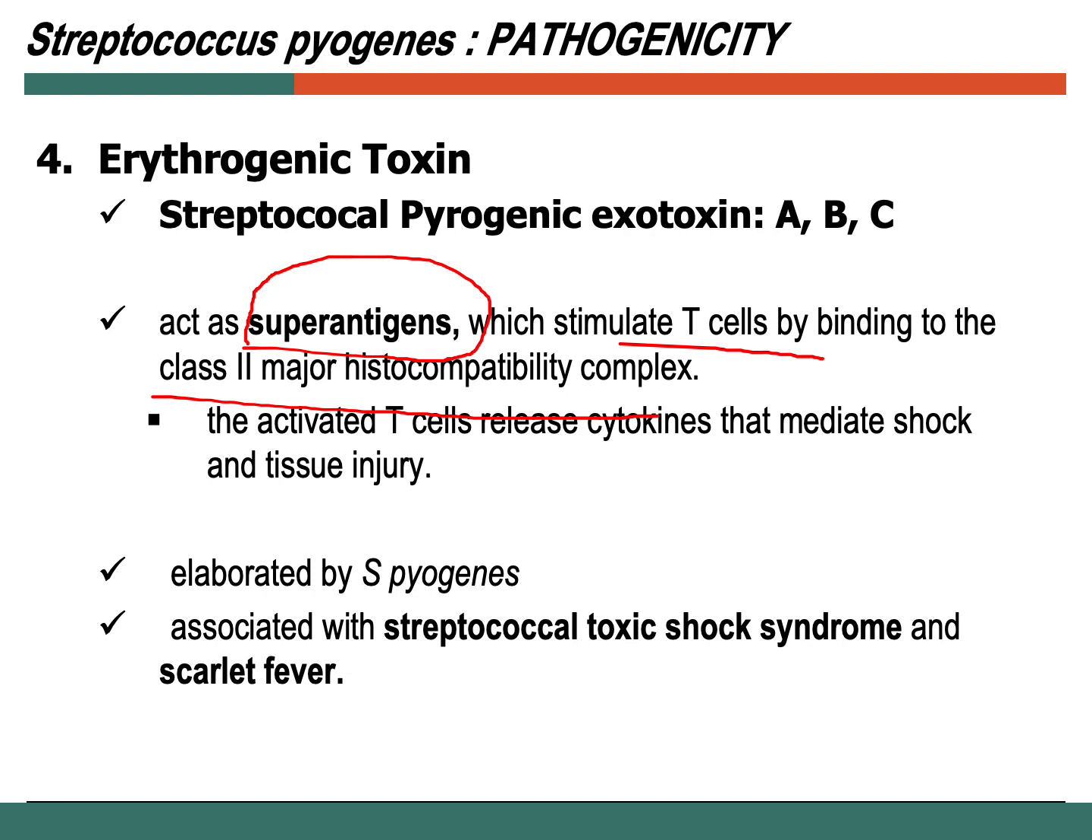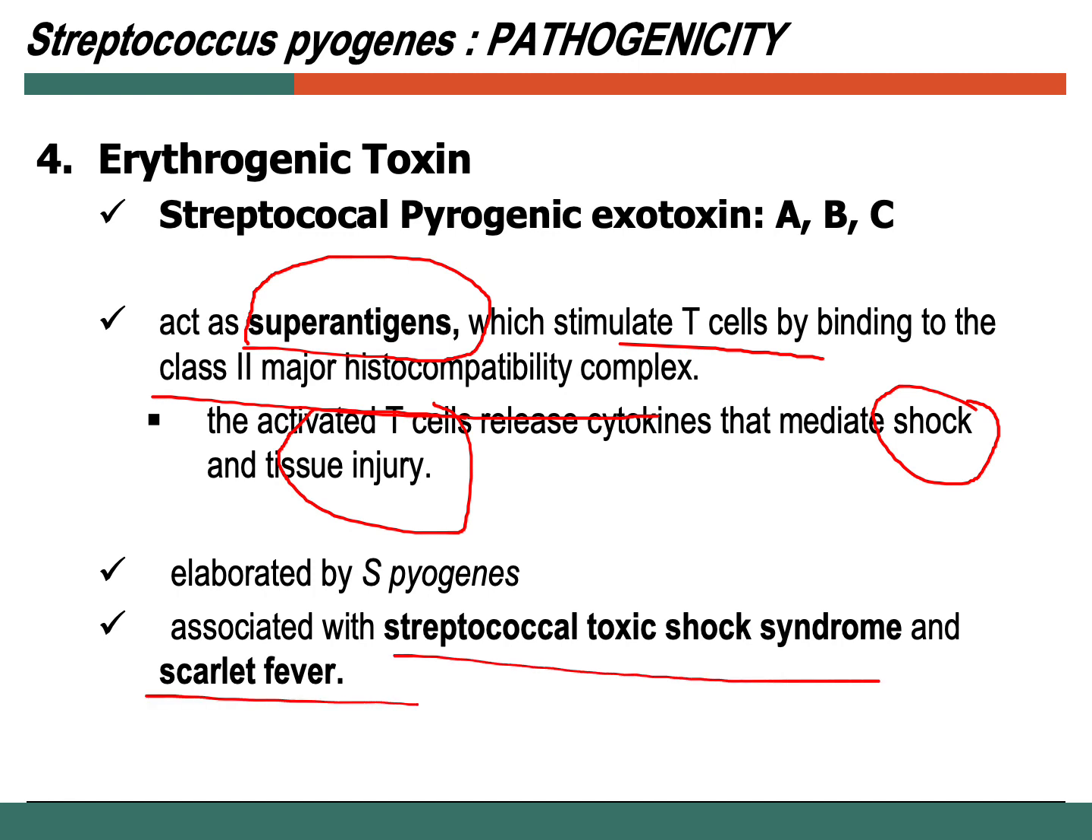Okay? Diba? If superantigen, it bypasses the ordinary process. So, unregulated na siya, causing massive release of cytokines. And if there is massive release of cytokines and chemokines, it will always result in toxic shock or even tissue injuries and inflammation because of the increased concentration of your phagocytic cells. Your erythrogenic toxin also is associated with streptococcal toxic shock syndrome and even scarlet fever.